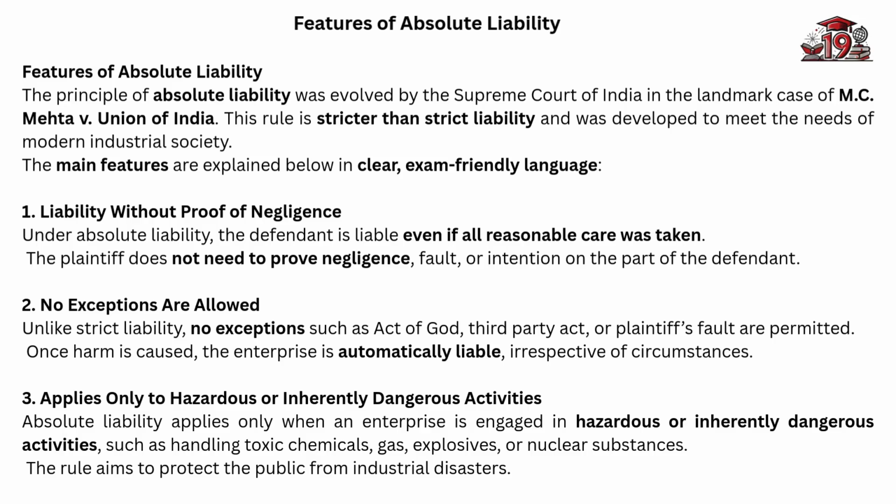Liability without proof of negligence. Under absolute liability, the defendant is liable even if all reasonable care was taken. The plaintiff does not need to prove negligence, fault, or intention on the part of the defendant. No exceptions are allowed. Unlike strict liability, no exceptions such as act of God, third-party act, or plaintiff's fault are permitted. Once harm is caused, the enterprise is automatically liable, irrespective of circumstances.